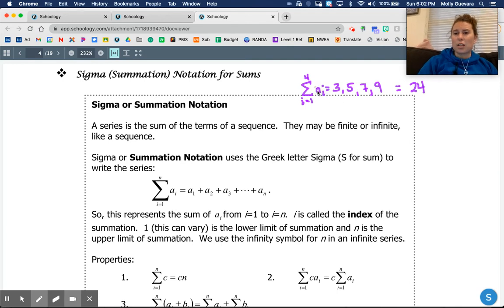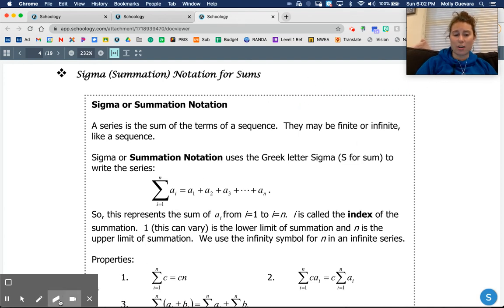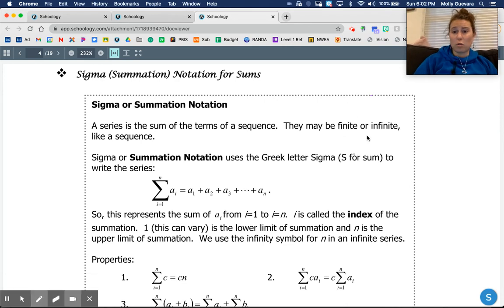Right? And so then I could add up blah, blah, blah, and I get 24. So a series is when you're adding the terms together, okay? And it can be finite, like the one I just showed you, or it can be infinite and go on forever, which is kind of weird, right? We think, oh, you can't add numbers that go to infinity, but you can. Okay, so we're going to look at how we do this.